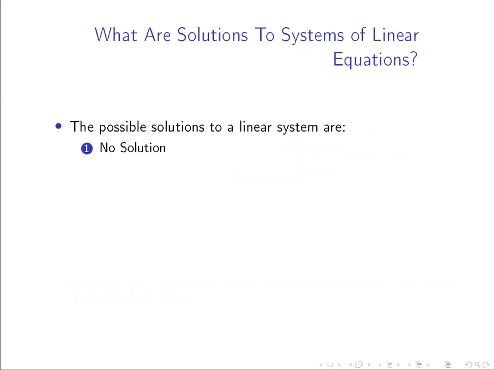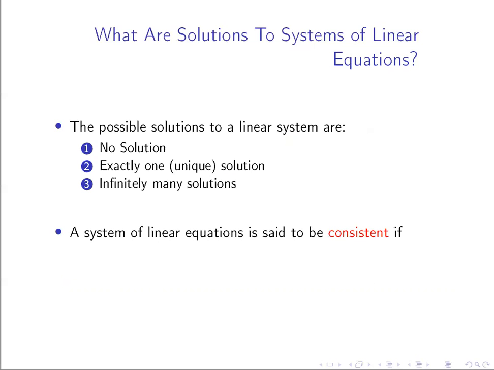So possible solutions include no solution. It is possible that a system has no solution at all. It's possible it has exactly one unique solution, or it's possible it has infinitely many. So those are your 3 options. Please do not say that there are 2 solutions, because if there's 2, then there's infinitely many. And this will make more sense as we get further and further on.